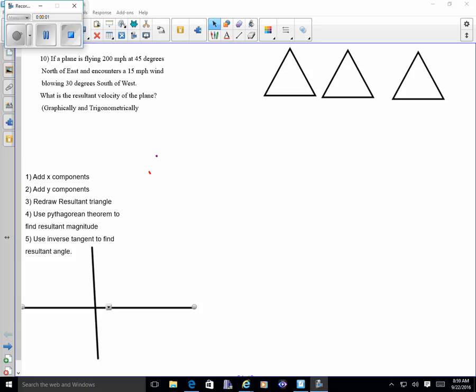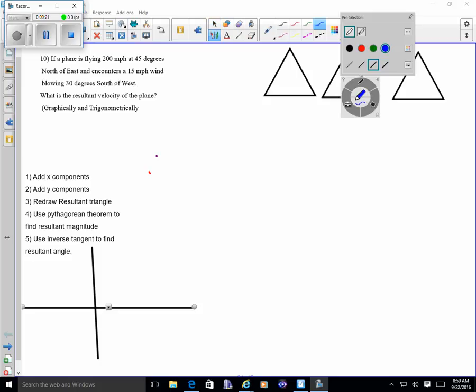I'm going to do the trigonometric way of doing number 10. I'm not going to draw this to scale at all using a ruler or a protractor. I'm just going to draw this by hand. It says a plane is flying 200 miles an hour at 45 degrees. So I'm going to simply draw a vector that represents that plane. Here's going to be 200 miles an hour, and that's roughly 45 degrees.